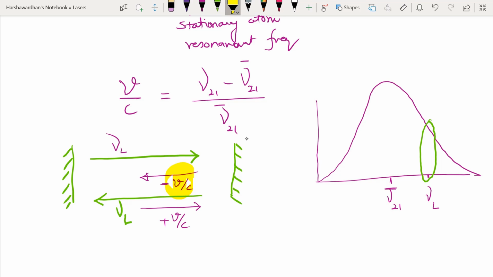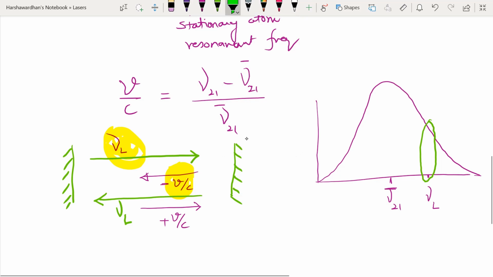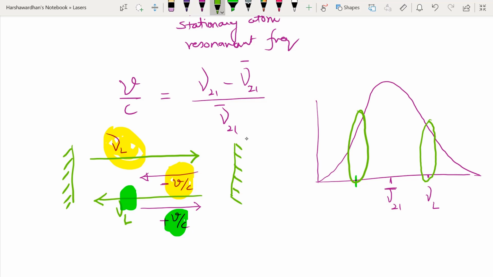So you see that if this combination happens to be on resonance, clearly there is an equivalent combination between this field and these atoms. They are exactly equivalent but traveling exactly the opposite way. So you will see that because of this, there is going to be another group of symmetrically placed shifted atoms which have a velocity which is exactly equivalent and negative of that one.